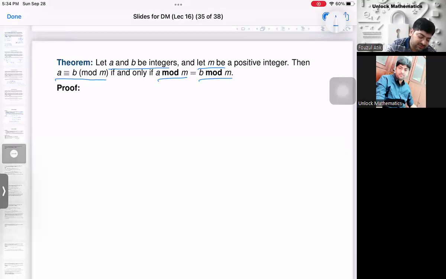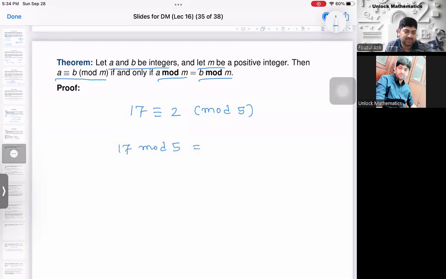I'll give you the previous example. 17 is congruent to 2 mod 5, correct? Now, according to this theorem, since 17 is congruent to 2 mod 5, what is 17 mod 5? It means if you divide 17 by 5, what is the remainder? The remainder is 2.